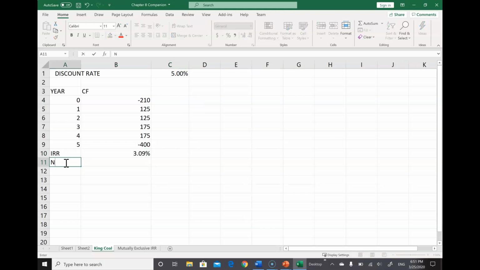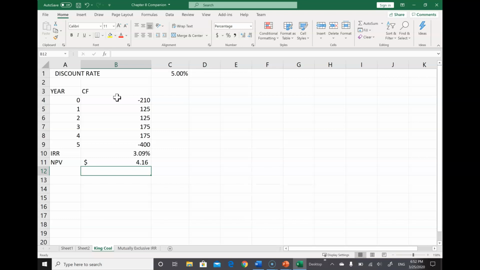Now, the problem is when we actually calculate the net present value of this project using the 5% return as the discount rate, right? So as I told you before, in the NPV function, highlight all the future cash flows and then add back the initial cash outflow, right? Then you will see that the net present value is actually positive, right? So there is a contradiction between the internal rate of return and the net present value. So in this case, what do we do? Which one is correct?